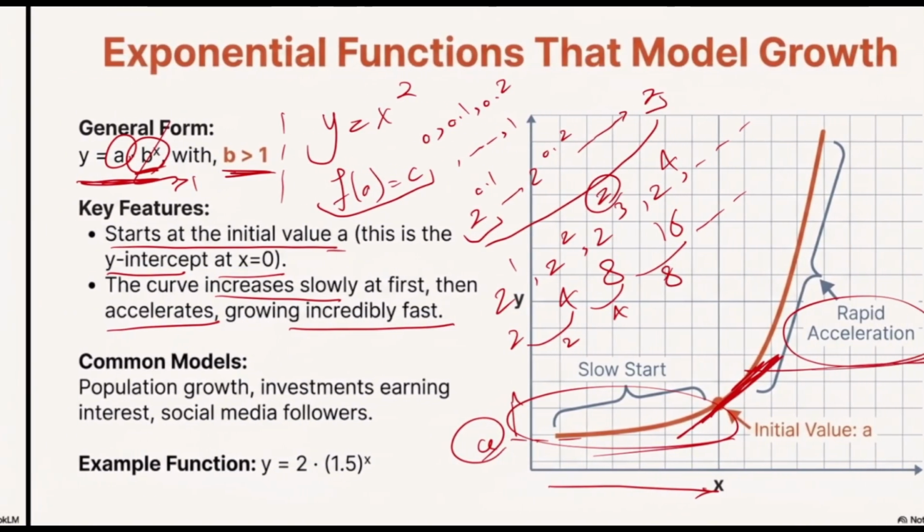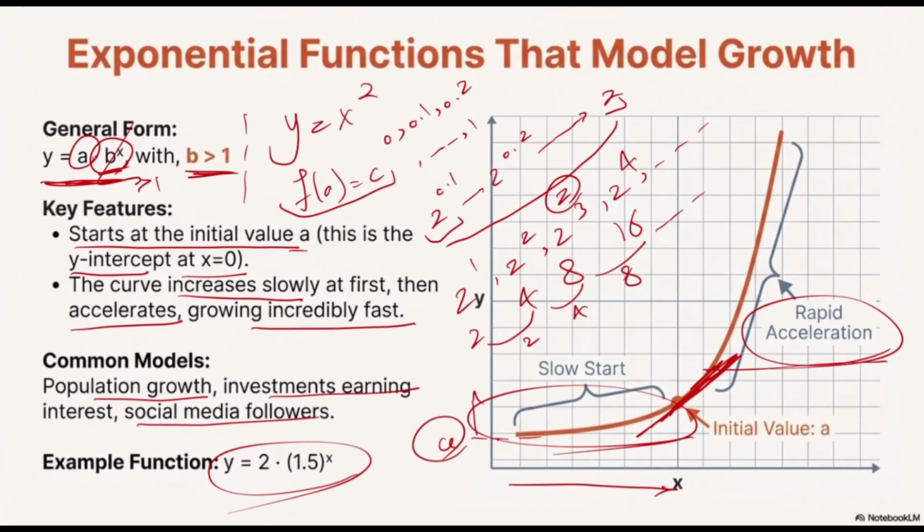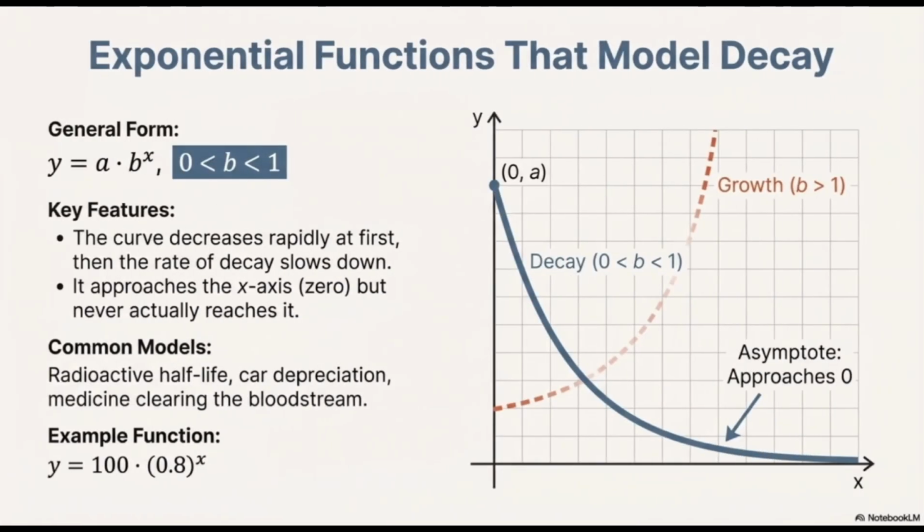So this common model, we can use it. It's about population growth. That means that we start with something, and based on that, our population is growing based on a factor. Investment earnings, social media followers, this kind of example could be a very good one to show you what is happening over there.